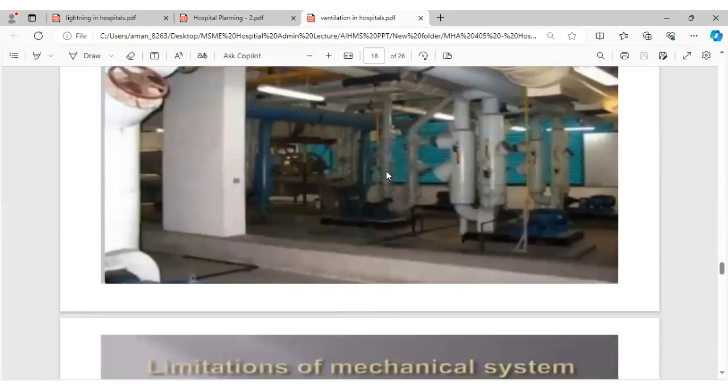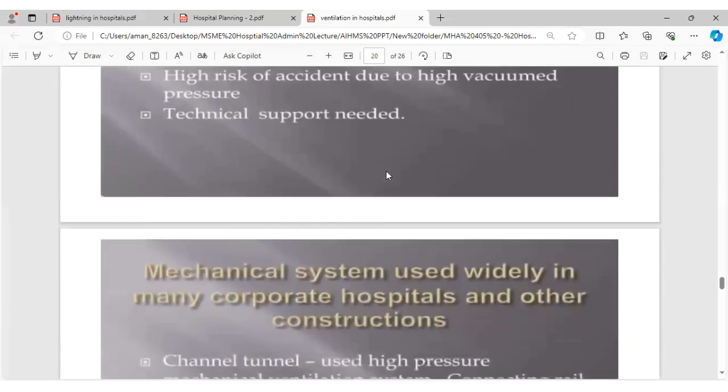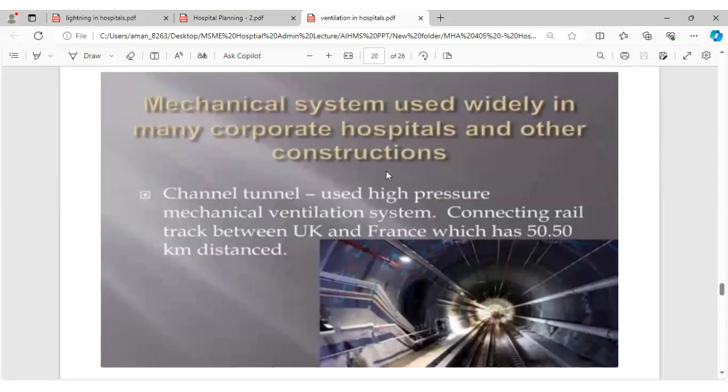So this is how the whole system looks. Limitations of the mechanical system: high energy consumption, maintenance is required, higher cost, more space requirement, and high risk of accident due to vacuum pressure. Technical support is always needed, so we need to maintain a technical supervisor also. Mechanical systems are used widely in many corporate hospitals and other constructions.